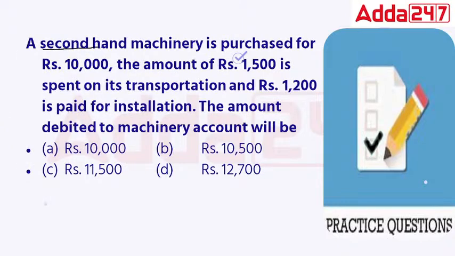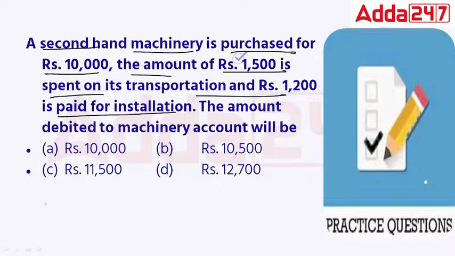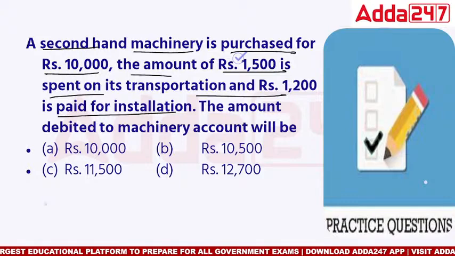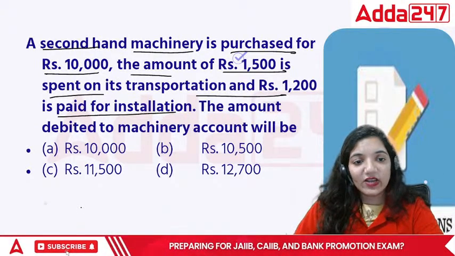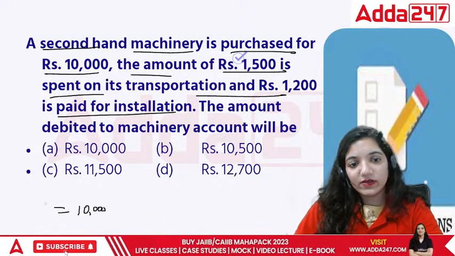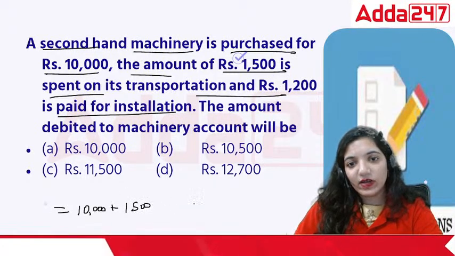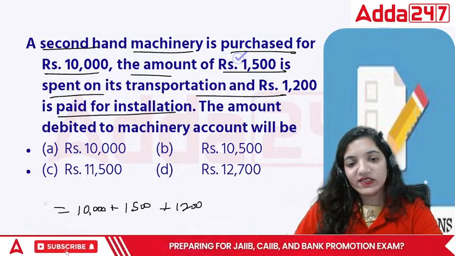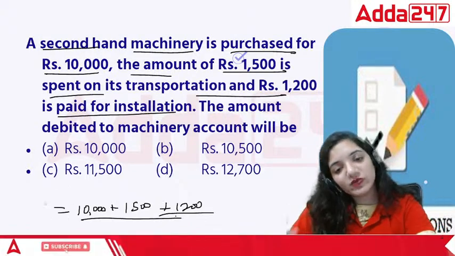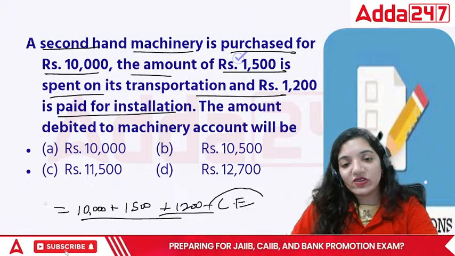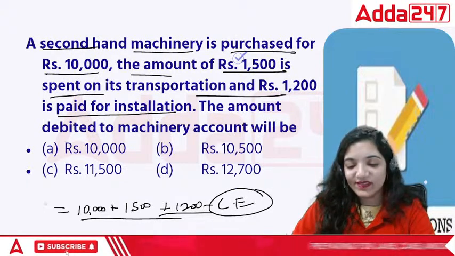Next question. A second-hand machinery is purchased for 10,000 rupees. An amount of 1,500 is spent on the transportation, and 1,200 is paid for installation. Without this, we could not install the machinery. Since without this, we could not install the machinery, what would be the price according to you? What would be the value of this particular good according to you? Basically, I got it for rupees 10,000. Then I spent 1,500 on transportation and then 1,200 on its installation. So total would be what? This all is a capital expenditure. First two questions were based upon this only. The correct answer is this is also capital expenditure, right?